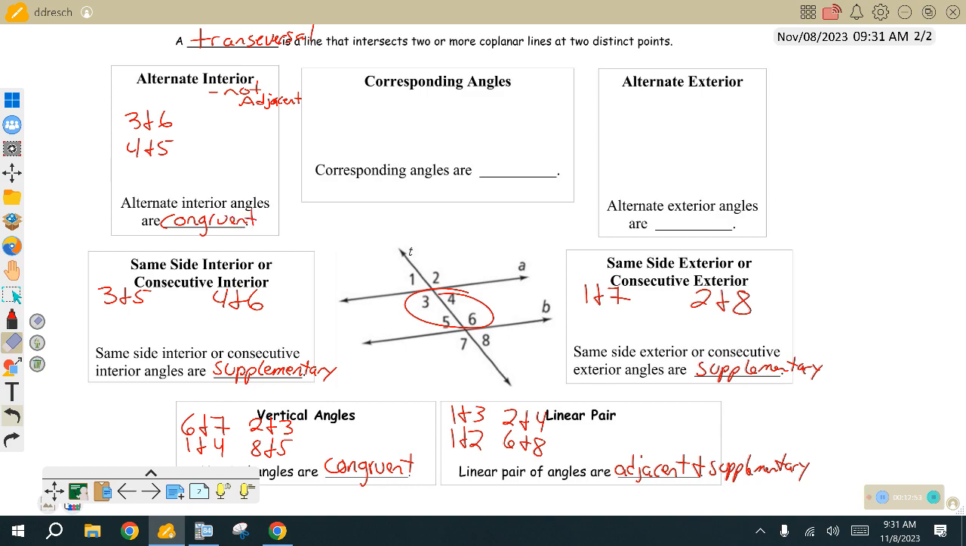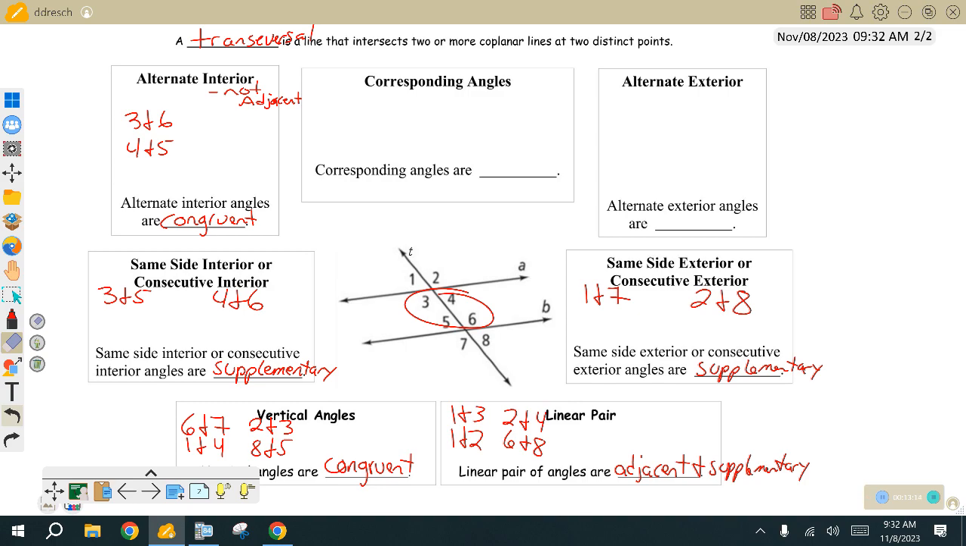The alternates are going to be congruent. 4 and 5, we measured out 4, we measured out 5. They're going to be congruent. They might turn out to be supplementary, but there's only one single instance where that happens. They'll still be congruent, but there'll be only one example where that happens. So we just say they're always congruent.